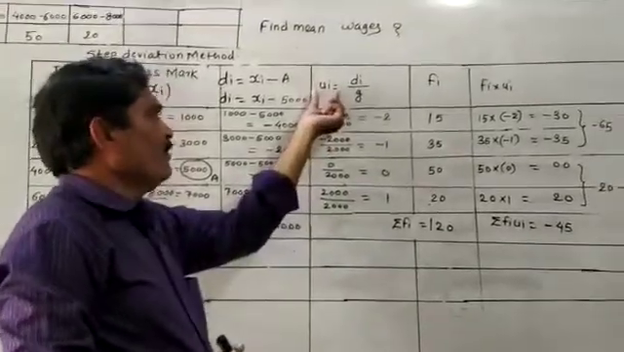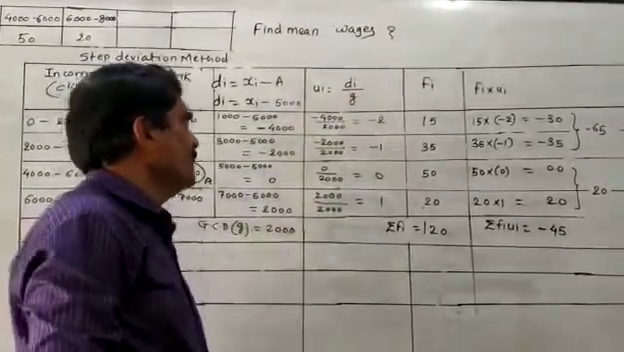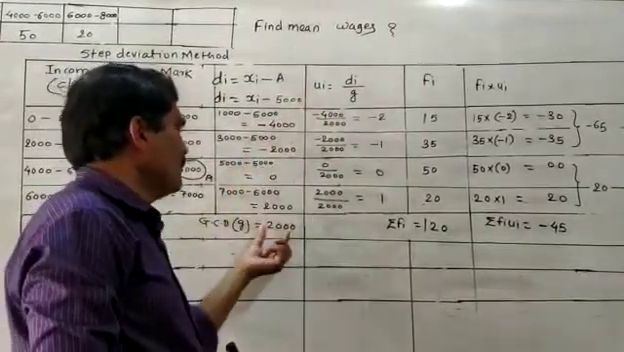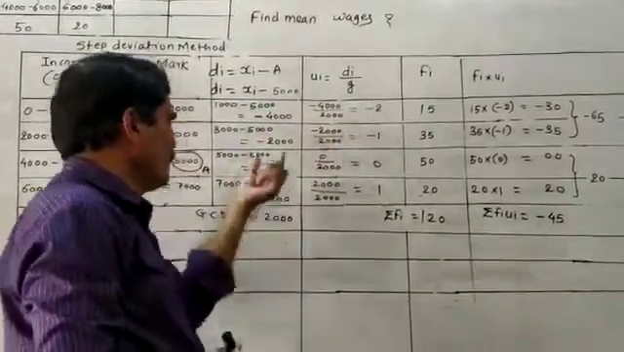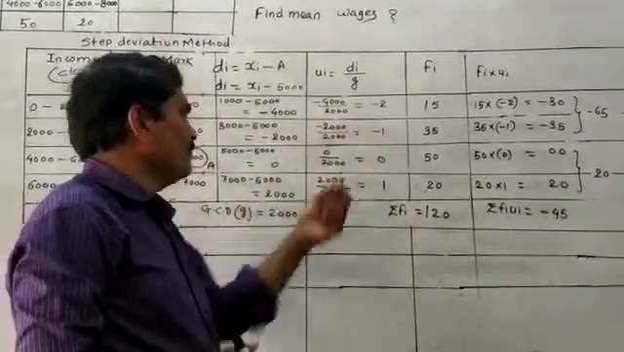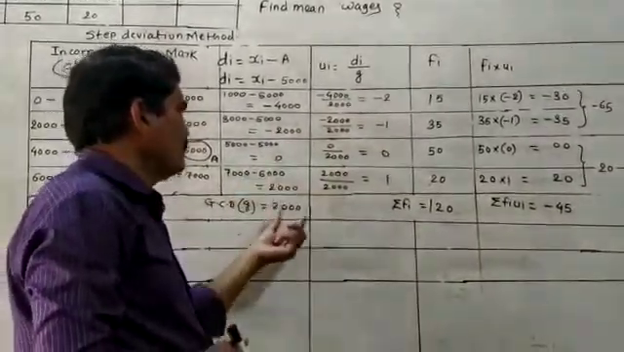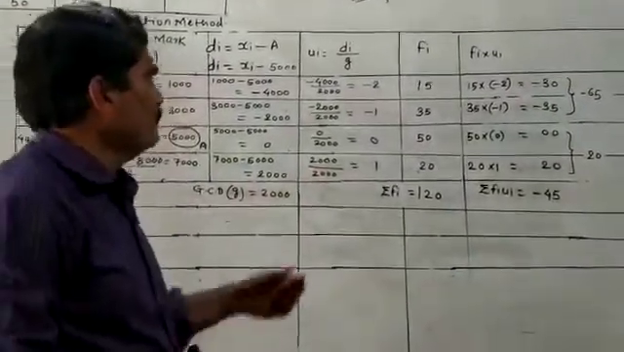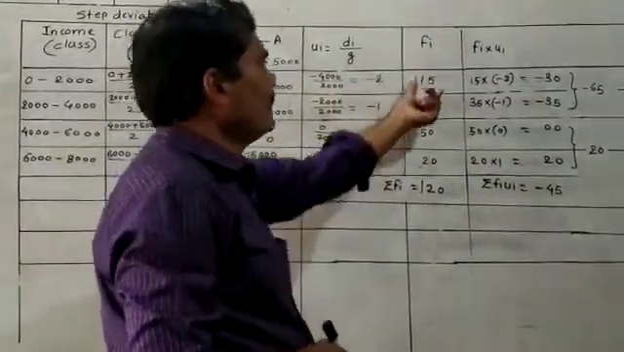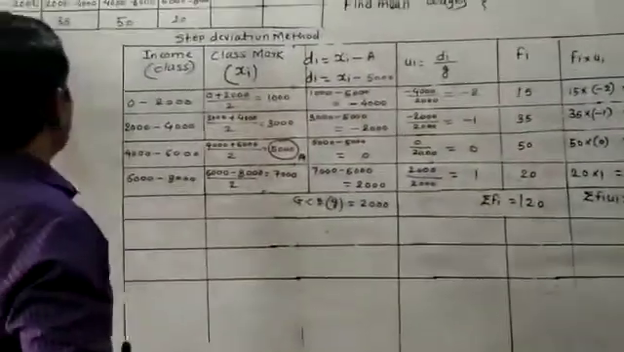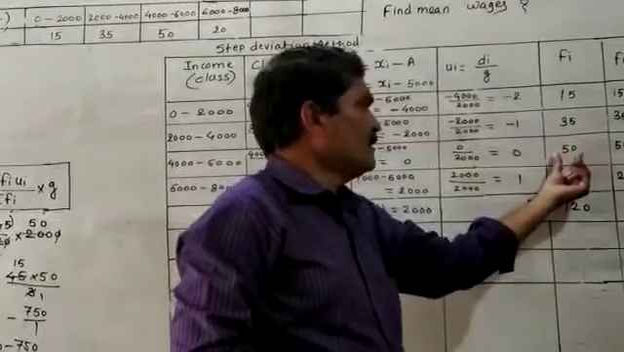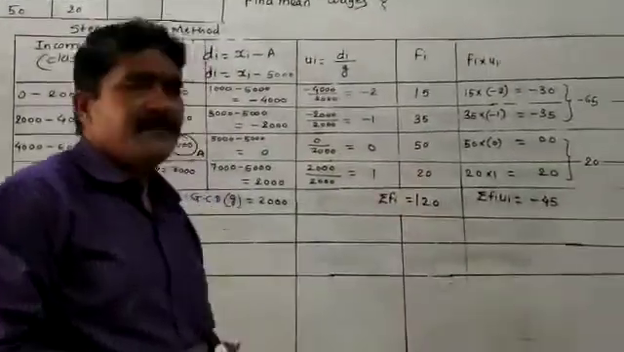Then you have to find UI. UI is equal to DI upon G. This one is DI. Minus 4000 upon 2000 is minus 2. Minus 2000 upon 2000 is minus 1. 0 upon 2000 is 0. And 2000 upon 2000 is 1. Once you have UI, you write the frequencies. The frequency of the first class is 15, the second is 35, the third is 50, the fourth is 20.